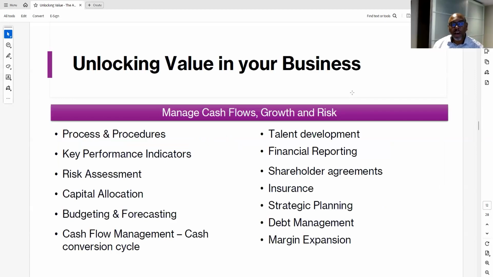So, unlocking value. I moved this up in the presentation from last time because I think it's an important part to really look at. And when you get back to the three pillars where we talk about cash flow, growth, and risk, what we've got here on the list are things that ultimately influence one, if not all three of those key items.